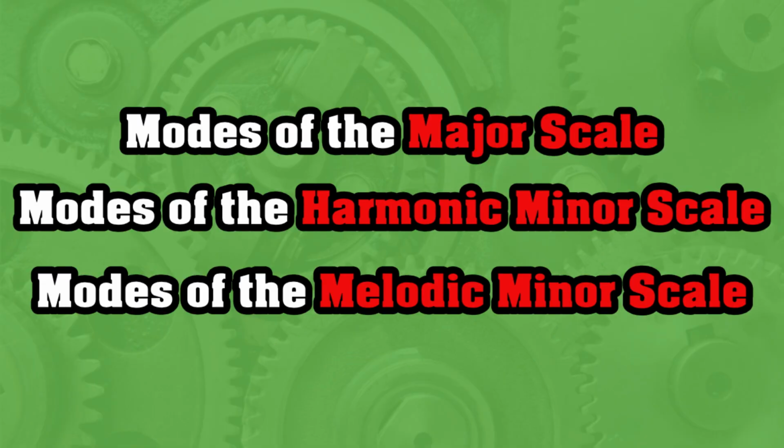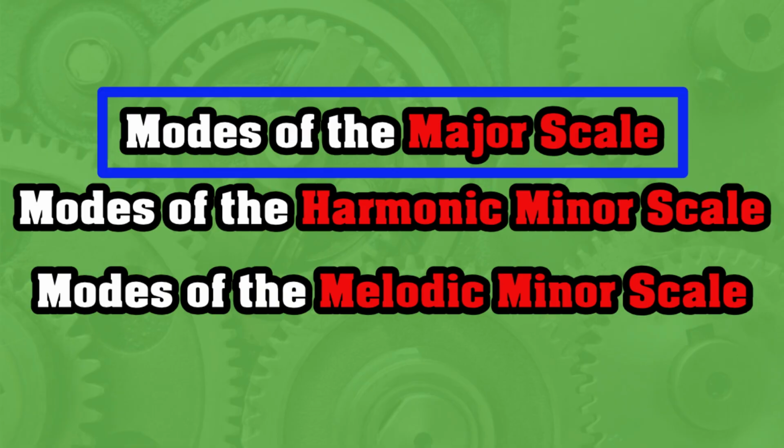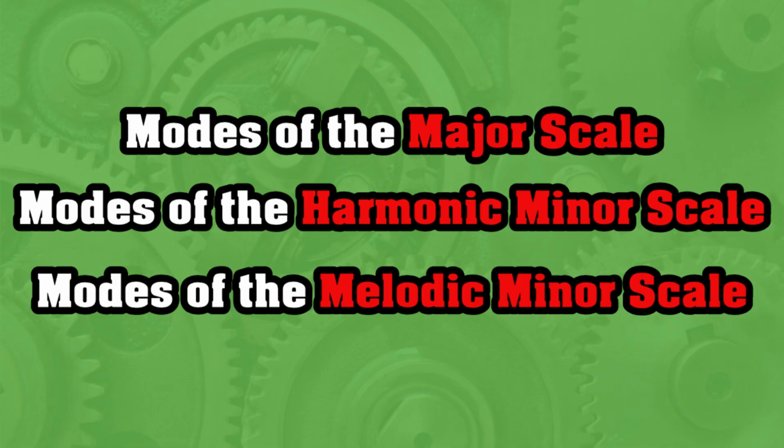Until now, most of what you know about modes is probably related to the modes of the major scale. The modes of the major scale are Ionian, Dorian, Phrygian, Lydian, Mixolydian, Aeolian, and Locrian. Those are the ones that people tend to talk about the most. But other scales also have modes as well. So in this video, we're not only going to be looking at modes of the major scale, we're also going to be looking at modes of the harmonic minor scale and modes of the melodic minor scale.